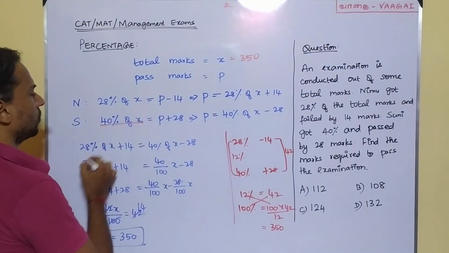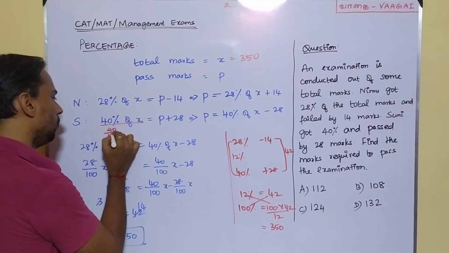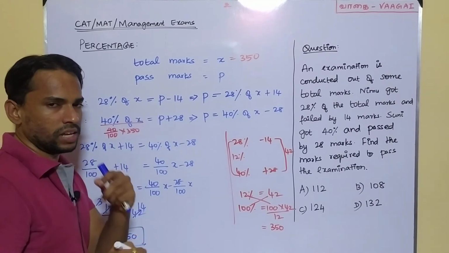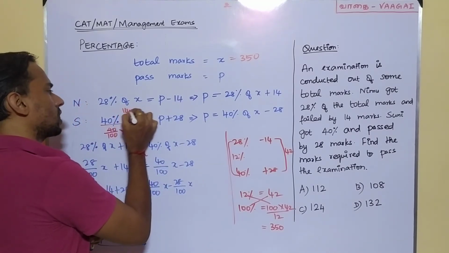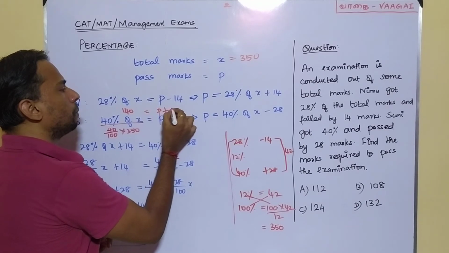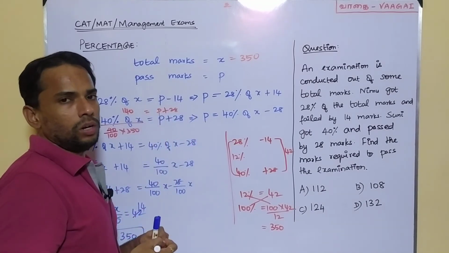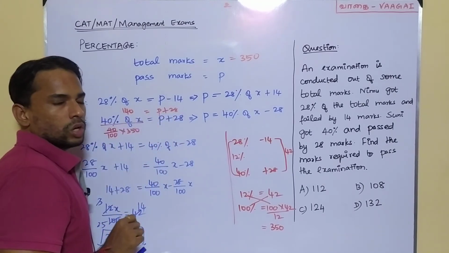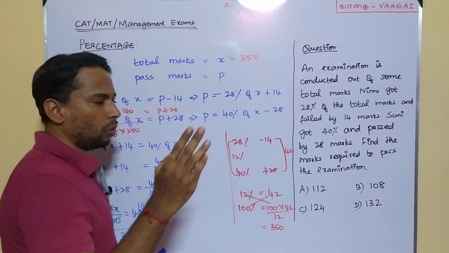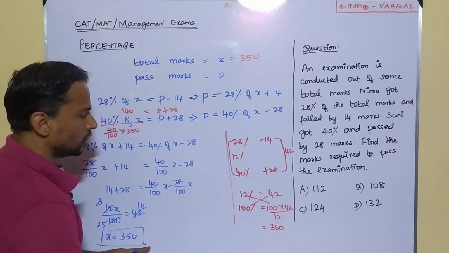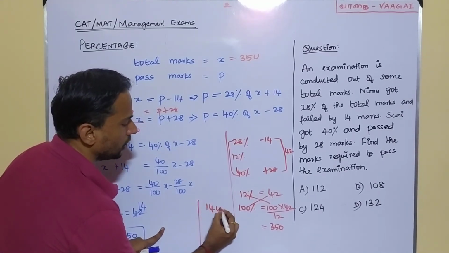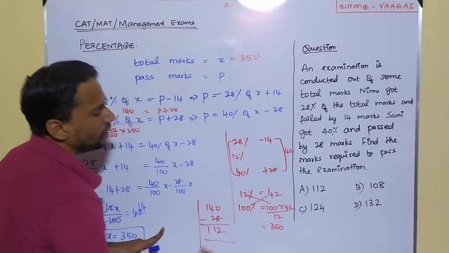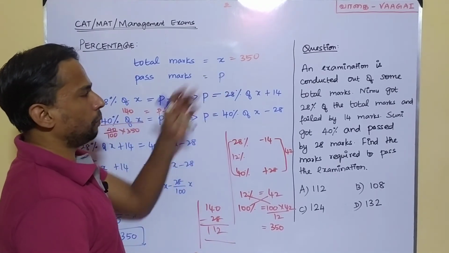40% of x will be nothing but 40 by 100 of 350, right? So this will be equal to 140, is it or not? So this 140 is equal to pass mark plus 28. Now if I want the pass mark value, I can just bring this plus 28 to the other side. So it will give me 140 minus 28. What is 140 minus 28? Let me do that small calculation here. 140 minus 28 gives the answer 112. So 112 is going to be the pass mark.